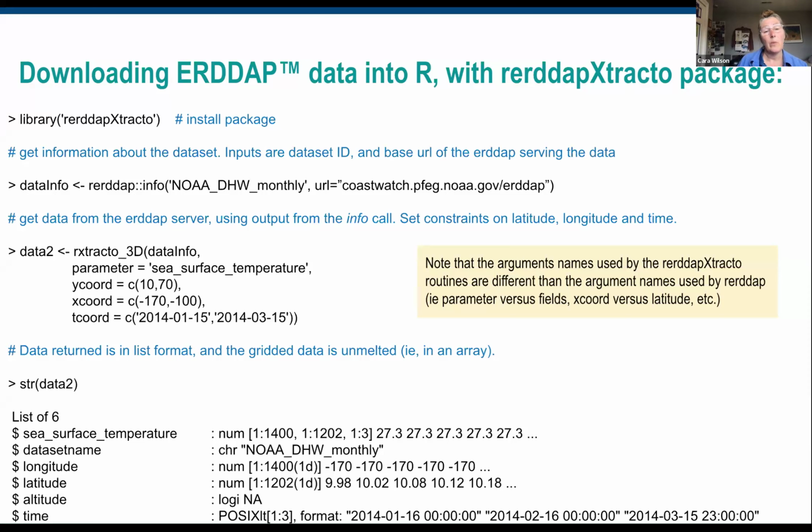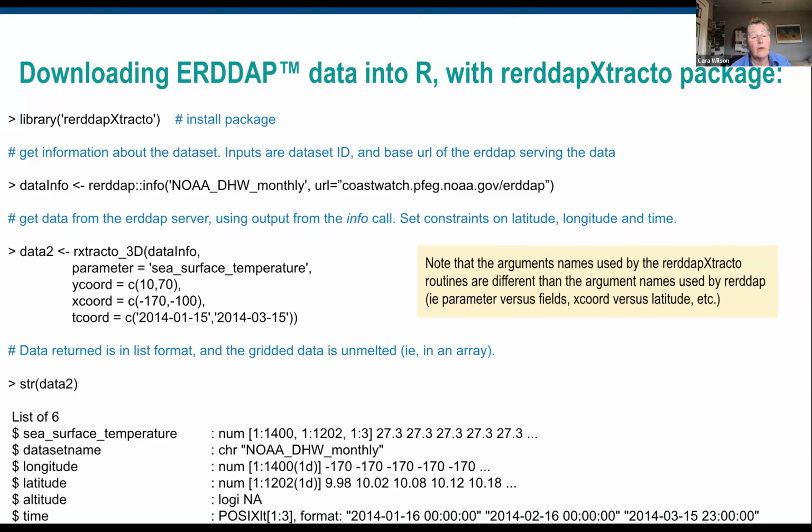We're giving it the parameter we want, sea surface temperature. We're giving it the latitude, the longitude, and the time coordinates that we want. Note here that the arguments used by rerddapXtracto are different than the argument names used by rerddap. In the Xtracto commands, we're calling ycoord, xcoord, tcoord, whereas in the rerddap function, they were latitude, longitude, time. So slight confusion there, but if you do a help on any of these functions, it'll tell you the parameter names that they want.